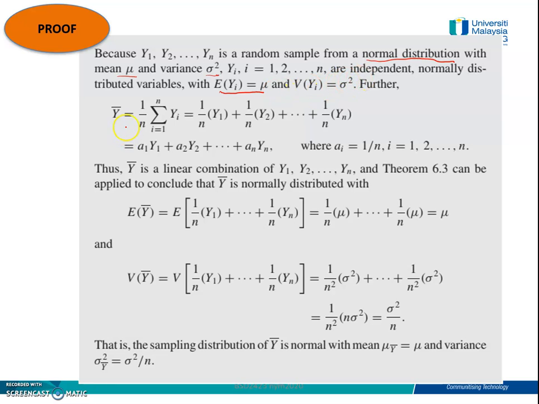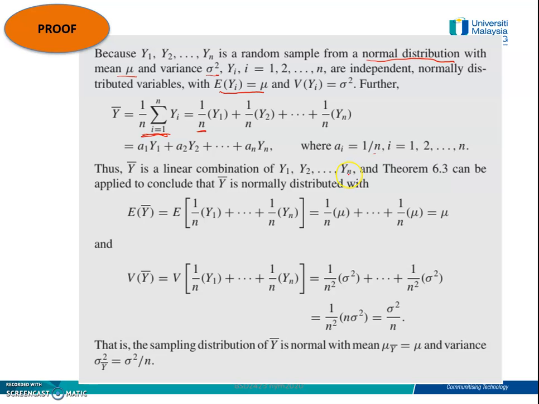So you can substitute that. You have Y bar equal to this. Can you open the bracket for this one? This is also similar to Y1 over n plus Y2 over n plus until Yn over n. And you can see that 1 over n is a constant. So it's a1 Y1, a2 Y2, and an Yn. Your a1 is 1 over n, a constant, and your i is from 1 until n because you have n random variables. Thus, Y bar is a linear combination of Y1, Y2, Yn.